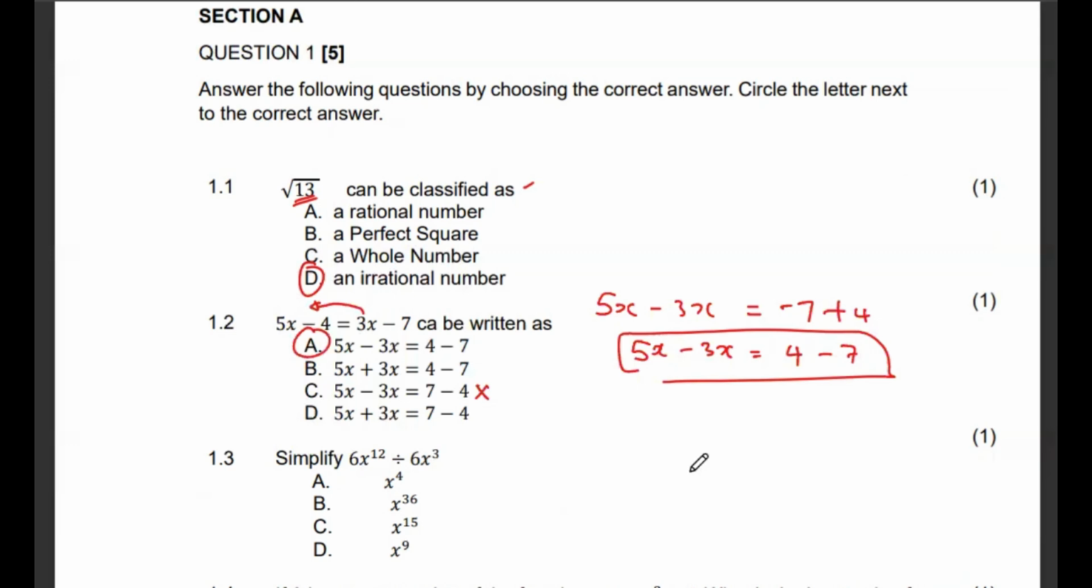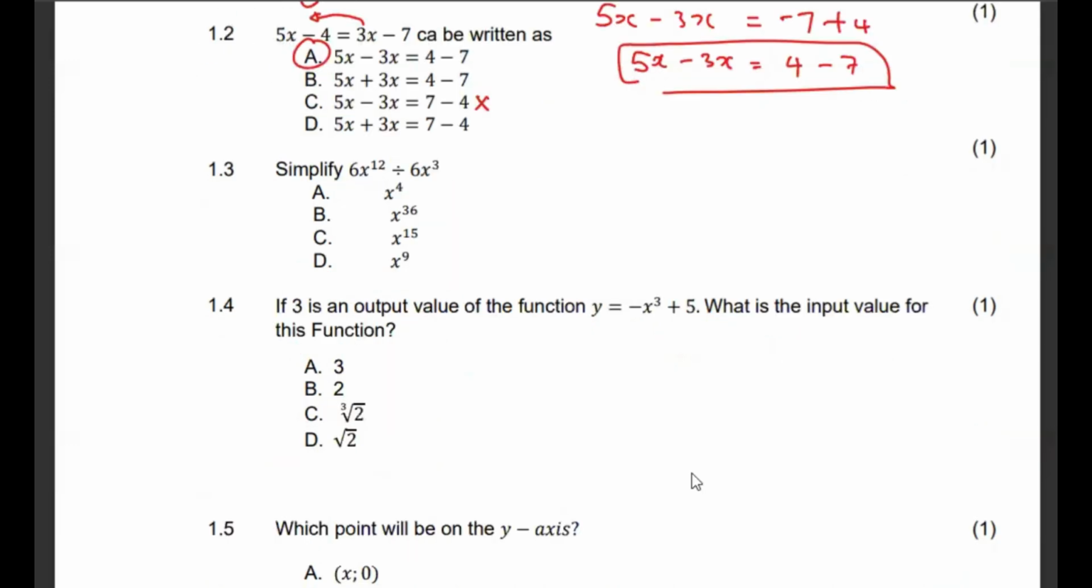And then 1.3, simplify. We are dividing exponents. So 6x to the 12 over 6x cubed. The 6 cancels. Now the bases are the same, so we need to subtract the exponents. 12 minus 3 gives us x to the 9, which is option D.